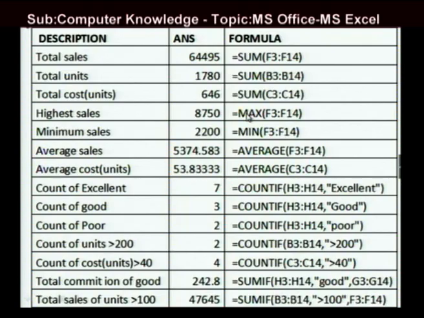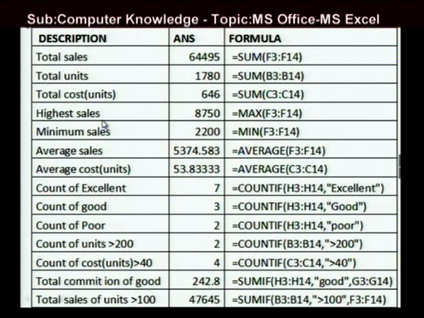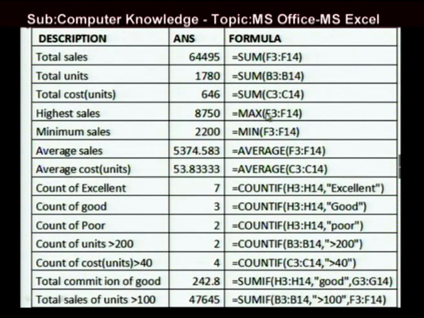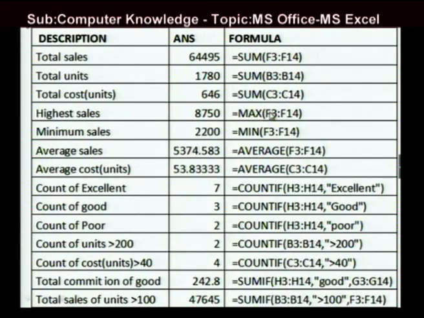Next, coming into the maximum function. The maximum function is nothing but finding the highest sales in this table, in the sales column. What is the highest sales number? Find it with max of F3 to F14, F3 starting and F14 ending. What is the maximum value? Equals max of F3 to F14. The answer is 8750.